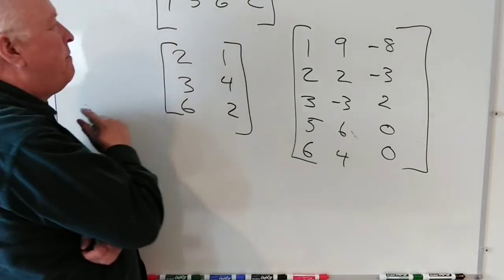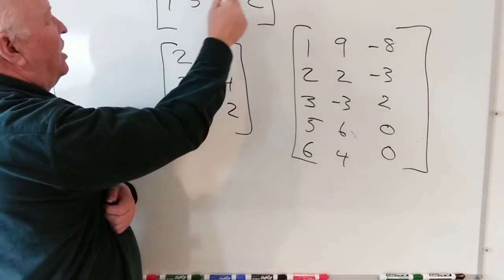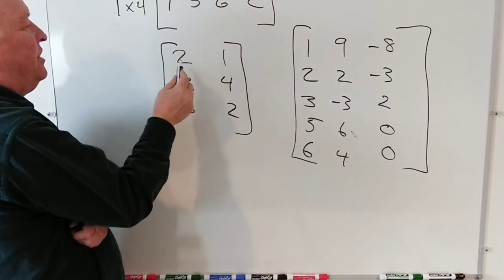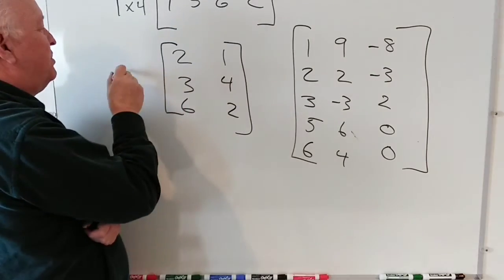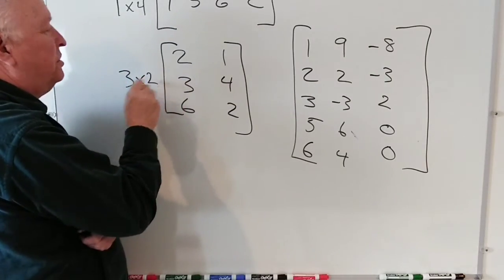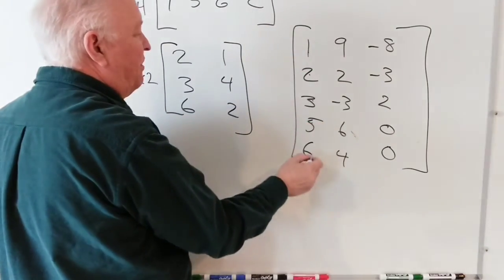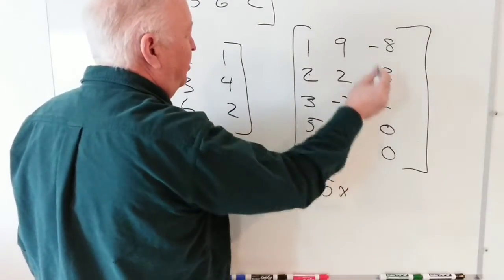Okay? This one would have 1 row and 4 columns. So this would be a 1x4. This one would have 3 rows and 2 columns, 3x2. This has 1, 2, 3, 4, 5 rows and 1, 2, 3 columns.